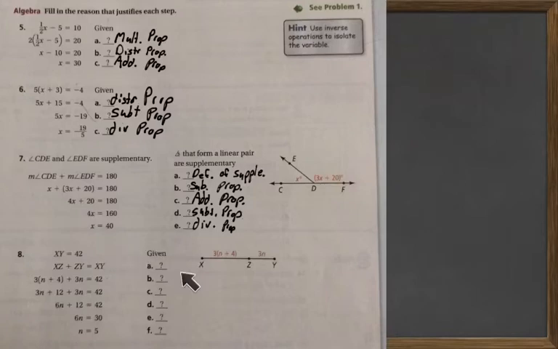Number 8. Again, some algebra, xy equals 42. They're giving that to us. Then it says xz plus zy equals xy, the whole thing.